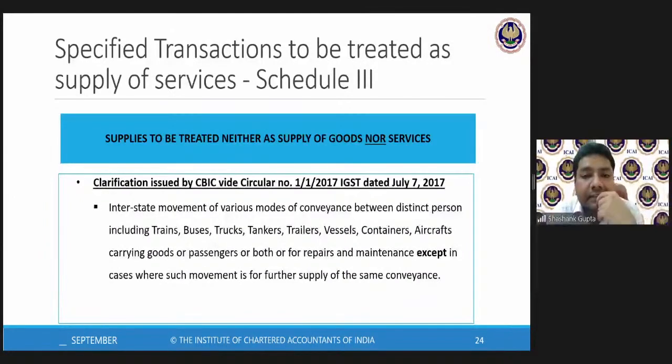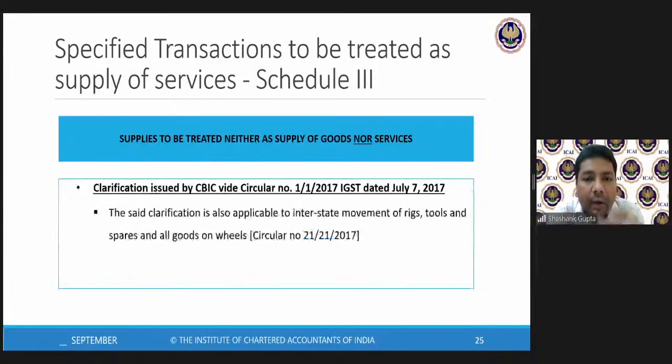What happens if it's a cycle? What happens if it's an auto? What happens if it's a tricycle? What happens if it's a special train, special vehicle? So it said all goods on wheels. Okay, any goods which have wheels.